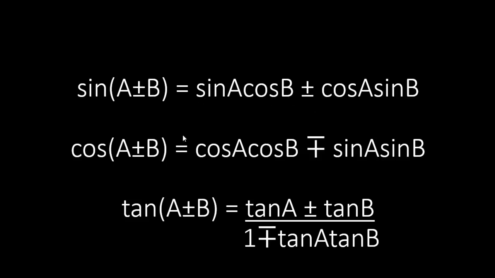With cos it changes, and it's cos A cos B. It's different. You could prove these by the way with, I think, the double angle formula, stuff like that. Anyway, with this it's just plus. If it's plus here, it's minus here. With tan, it's like sine. If it's plus, it's plus. If it's minus, it's minus. Tan's a bit different, obviously you can tell.